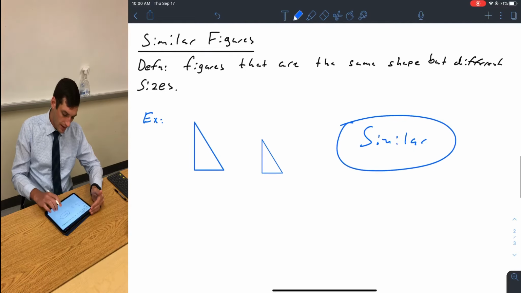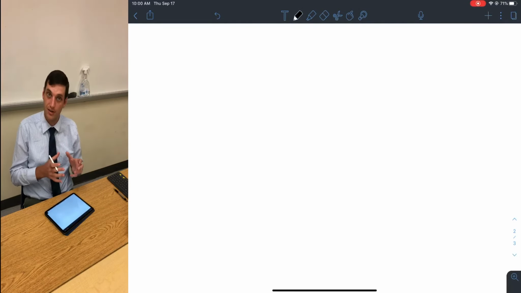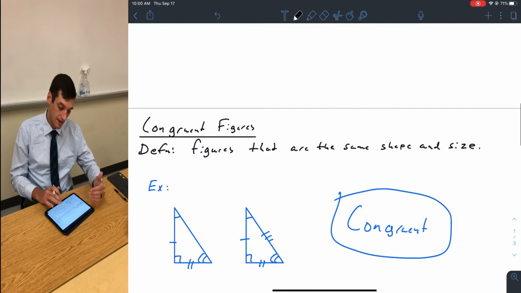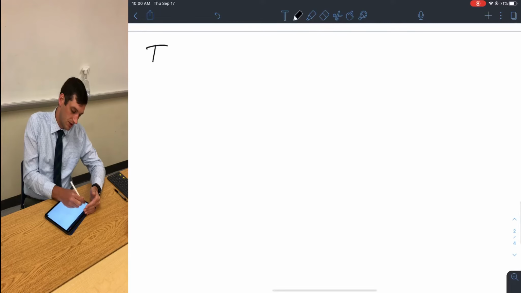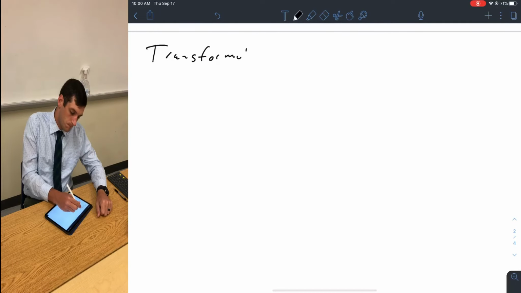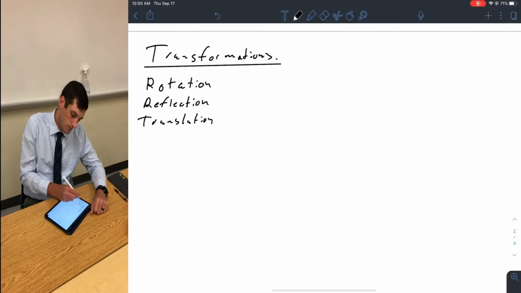So these are similar. Now I'm going to talk about the different transformations that we can perform on a figure that allows them to maintain congruency or to maintain similarity. So these transformations, I'm going to list them out. Transformations. Let's say we'll start with rotation. Go with all the big R's first. Rotation, reflection, translation, and dilation.